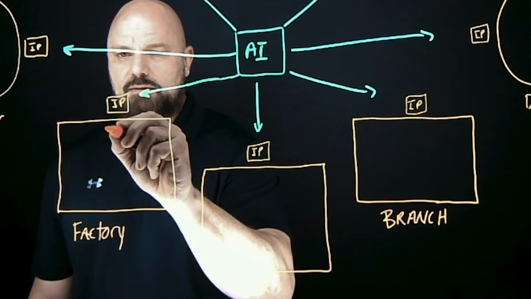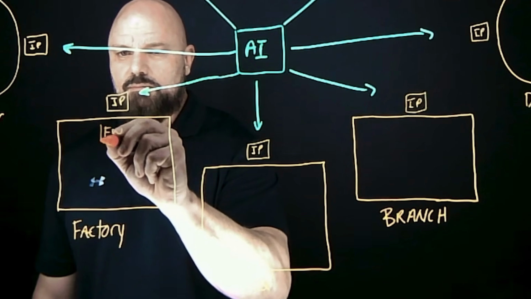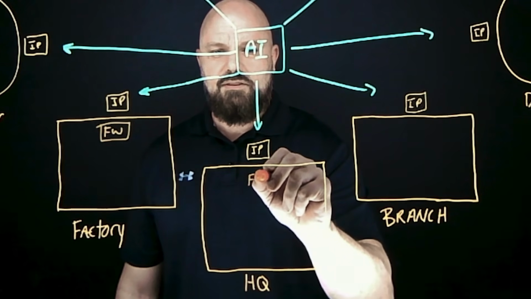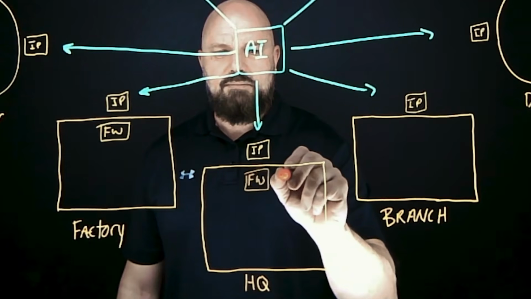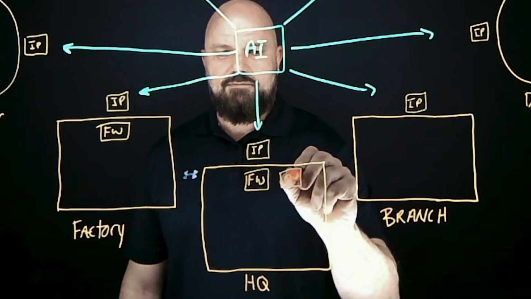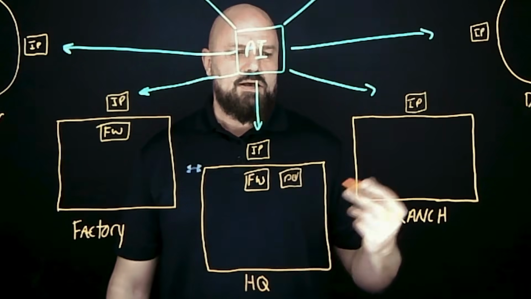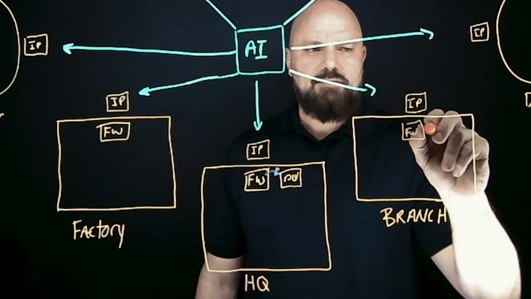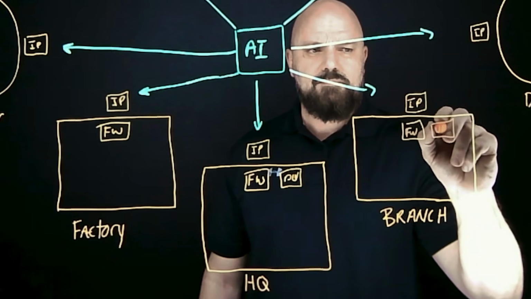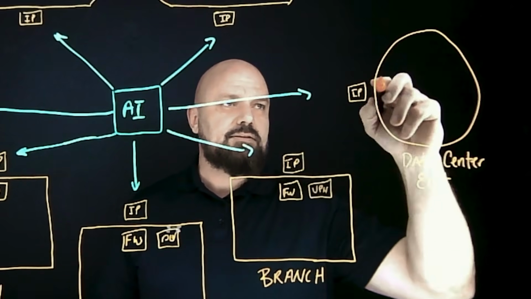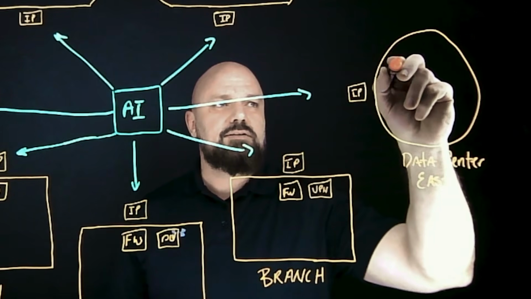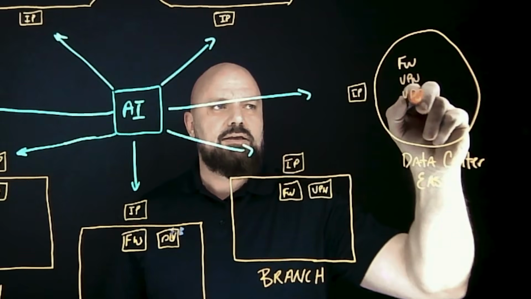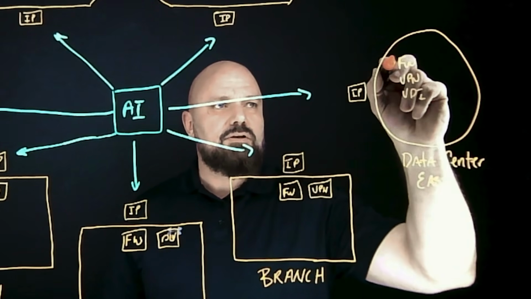And I'm not going to call out which firewalls, but there's a firewall at the factory. And at HQ, there's another firewall. Maybe there's a dev app hanging out here for some reason that shouldn't be there. Branch could be another firewall, maybe even a VPN for some reason. And back at the data center, it could be a plethora of different things. So we could have firewalls and VPN, VDI. The list goes on.